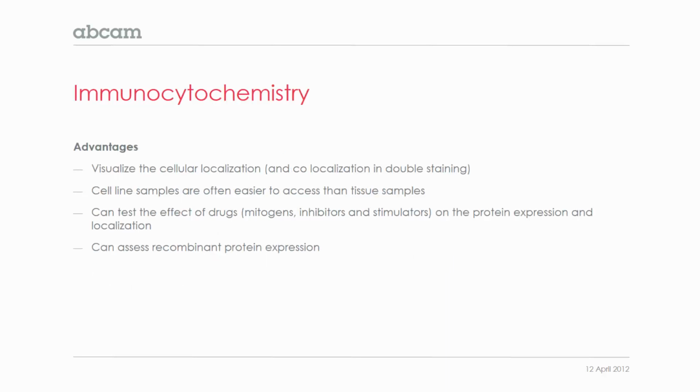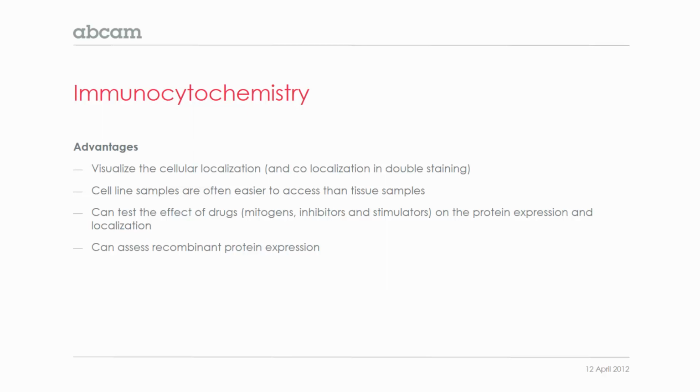So to begin with, what's the main advantage of immunocytochemistry? As I mentioned, the main advantage is that you can visualize the precise cellular localization of your target, and even co-localization if you're doing double staining or multiple target staining.